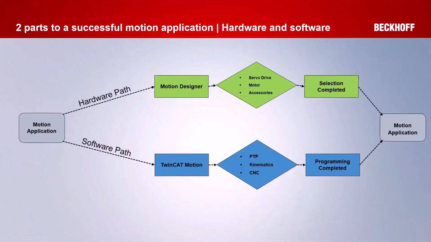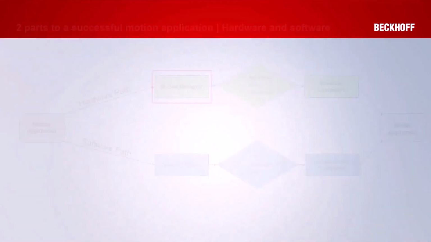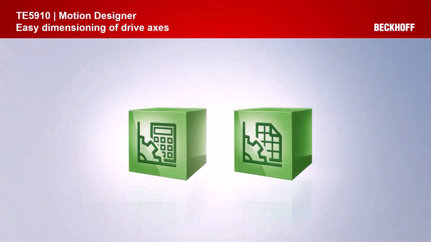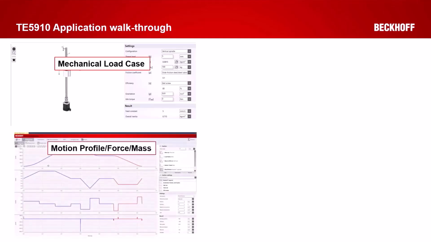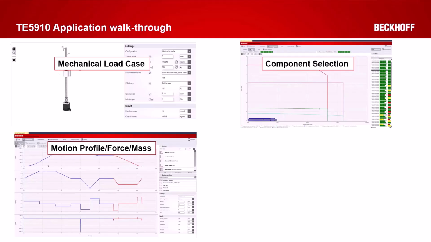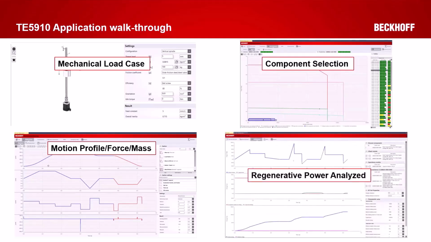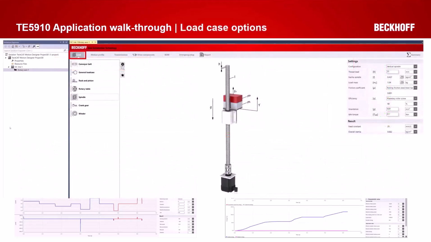And where to start with, how to select this, is with our Motion Designer software. The Motion Designer software is a calculation-based software. There's 4 main areas that we're going to talk about. One is the mechanical load case, what's useful for entering the mechanical information, a motion profile, a component selection section, and one of the most critical areas, the regenerative power in the motion application. So let's start with the load case.